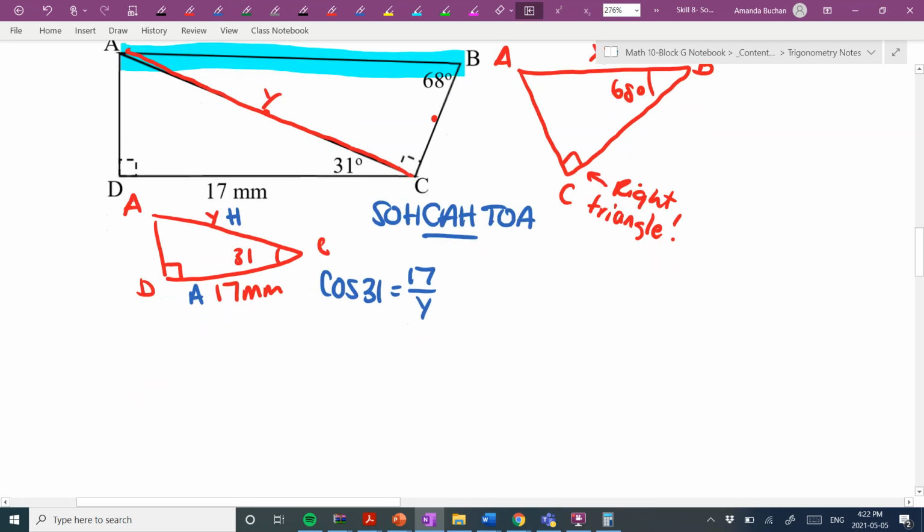Now this time I have a variable on the bottom, so to get rid of that, first we need to multiply both sides by that y. And now we need to divide to get the y by itself. So this is solving that we've done before.